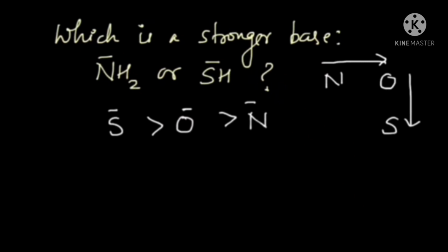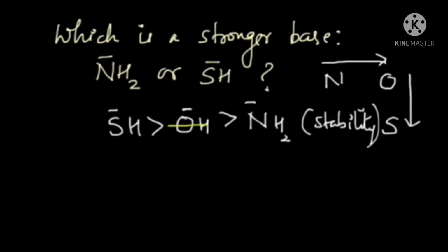And let's fill the hydrogen atoms here. So we will have SH minus, OH minus and NH2 minus. This is the stability order. And so eliminating the middle factor because we do not need it, we can say that NH2 minus will be more basic than SH minus. So this is how you decide the order of basicity when the atoms carrying the negative charges are different.